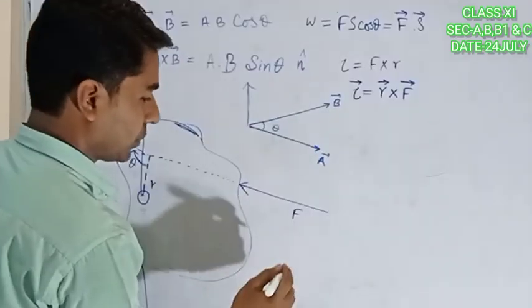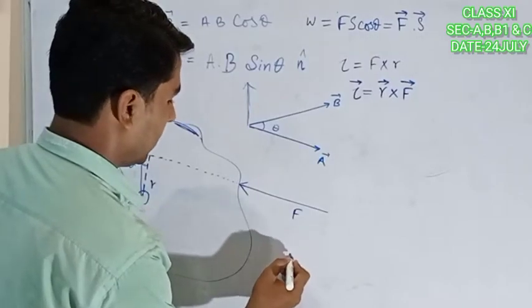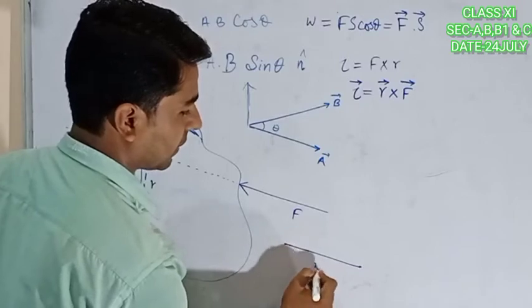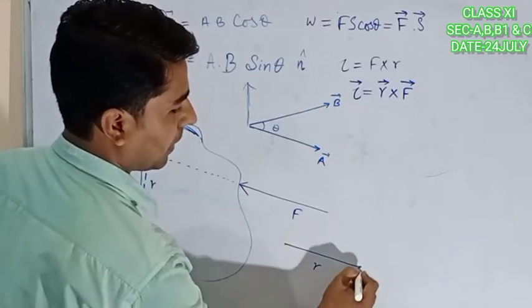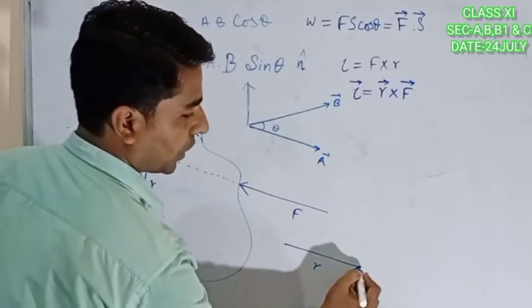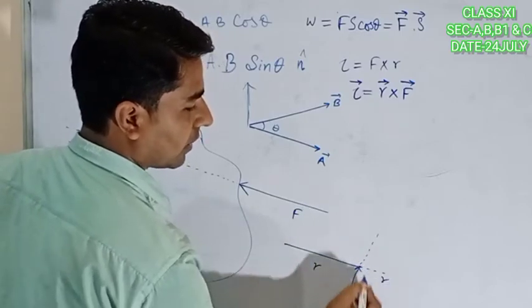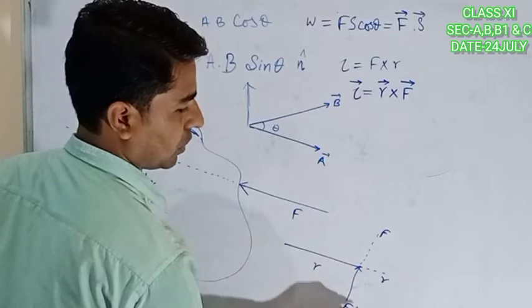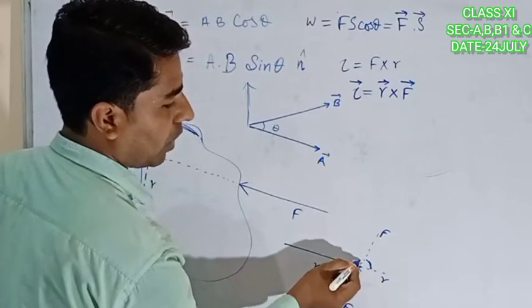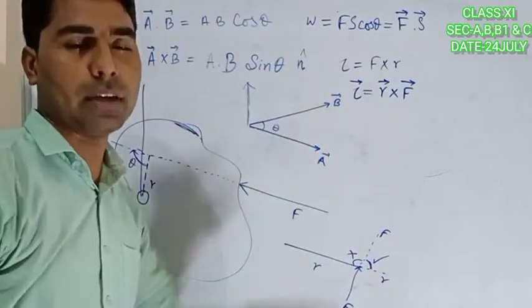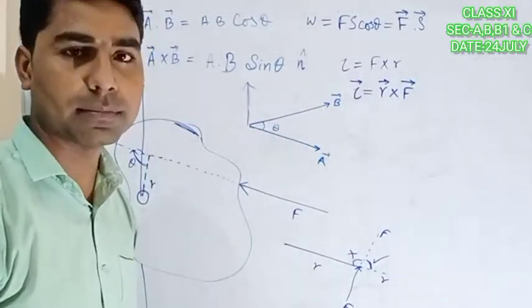Simply, suppose the axis of rotation is in this direction, from here to here, this is vector R, and here I am applying the force. So what you have to do, you have to produce this one, this is R, this is F. So this angle we have to measure, not this one. That is why R cross F, not F cross R.